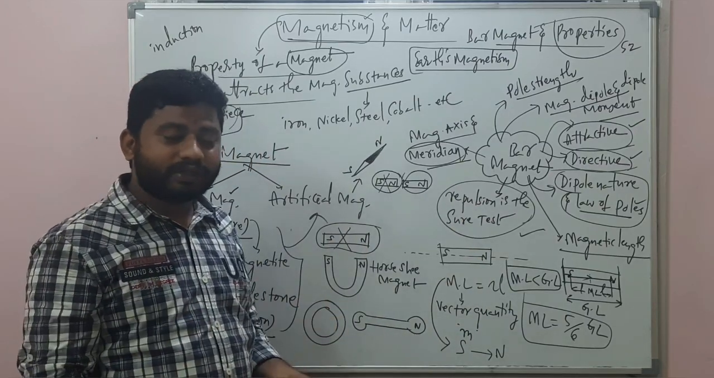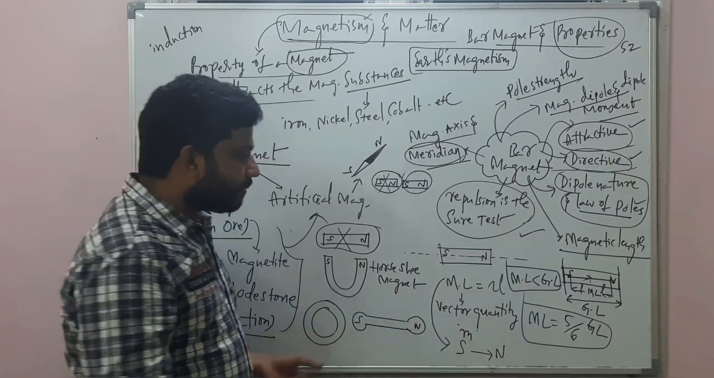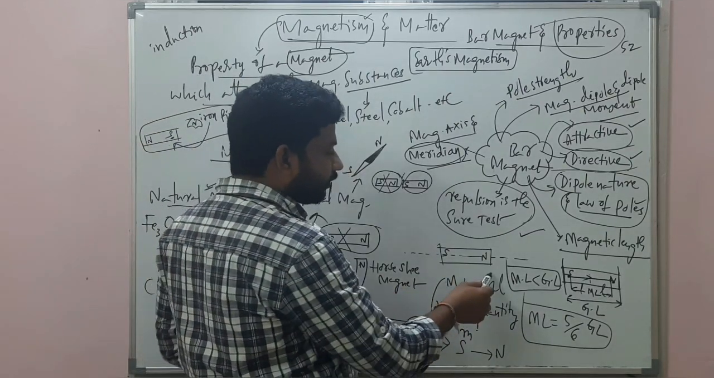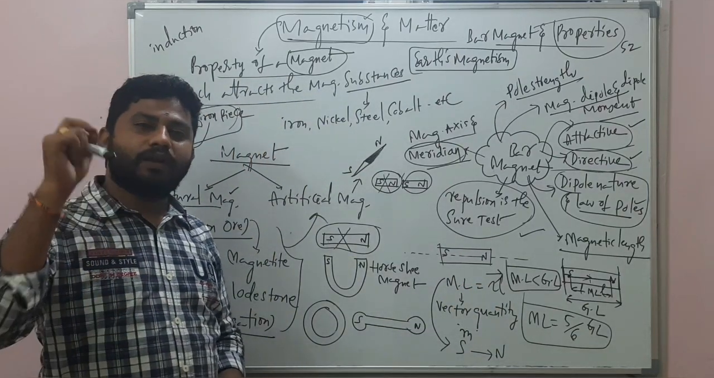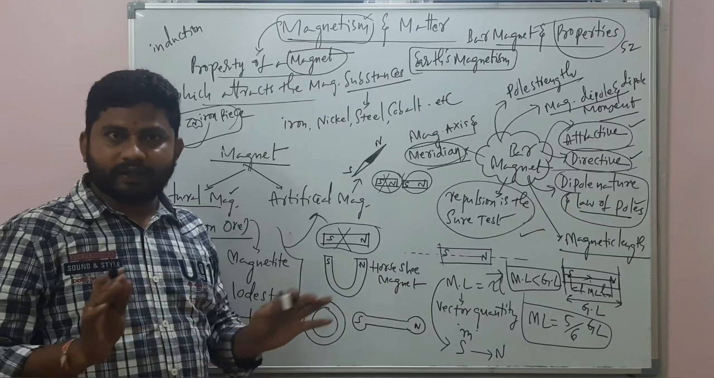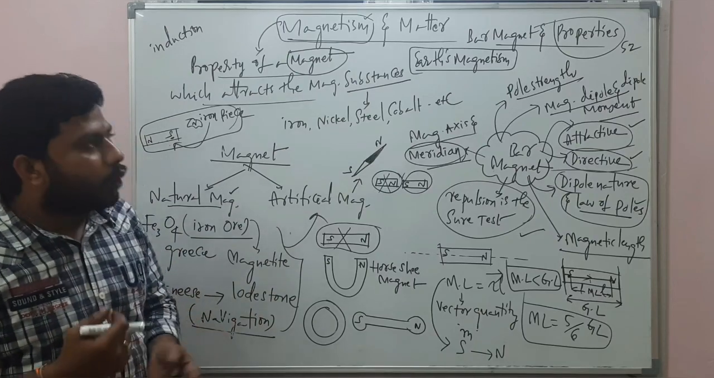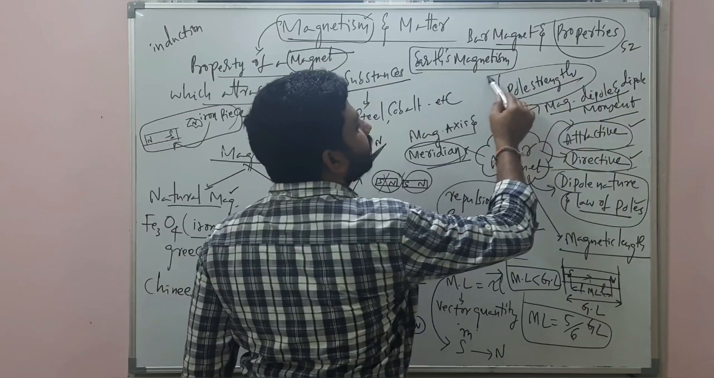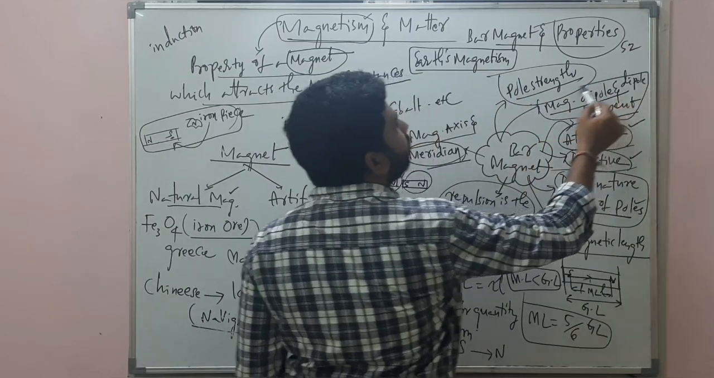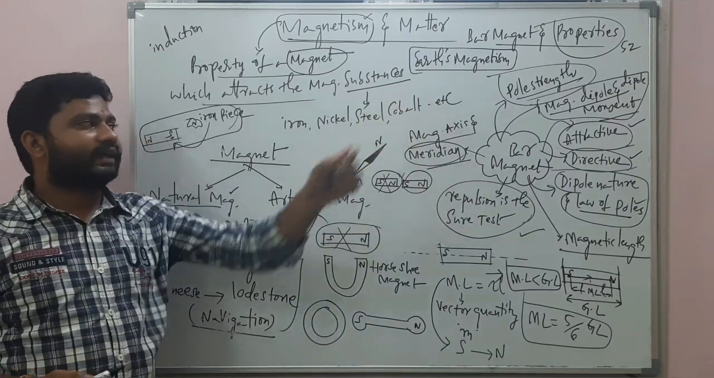Magnetic length is a vector quantity. The SI unit is meter, and the magnetic length will be 2L, and in vector form it will be written as 2L bar. Now we'll be focusing more on magnetic pole strength, dipole and dipole moment, and some applications also.